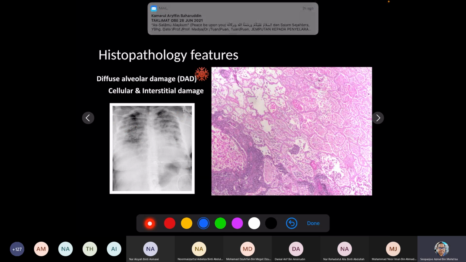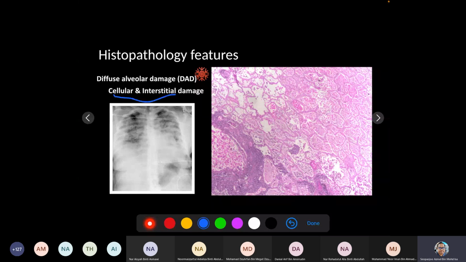So there will be a lot of diffuse alveolar damage that can be seen histologically. There will be some cellular and interstitial damage. So you can see in the chest X-ray, there's a lot of pneumonic changes. There's a lot of whitish spots here and there, involving both lungs, bilaterally. So this is what causes the patient to have difficulty in breathing after the infection of COVID-19. So histologically, you can see there's some pneumonic changes here in this area.